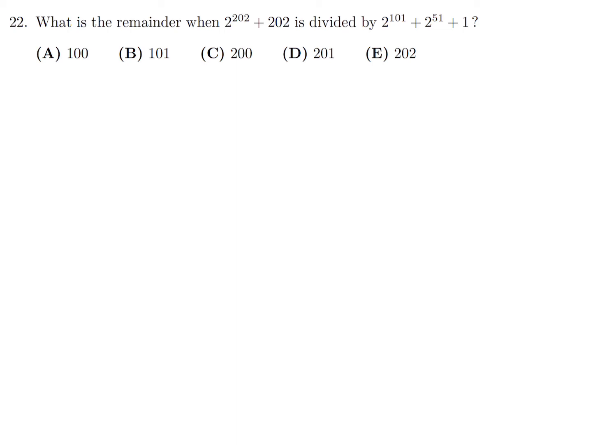What is the remainder when 2 to the power of 202 plus 202 is divided by 2 to the power of 101 plus 2 to the power of 51 plus 1? Well, let x equal 2 to the power of 50. So if I make some substitutions here, it will be the following.